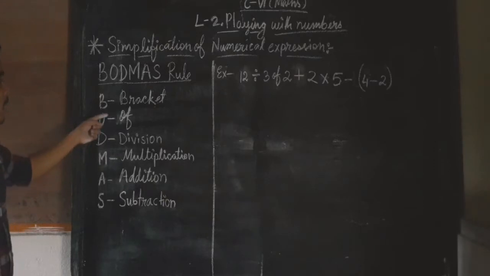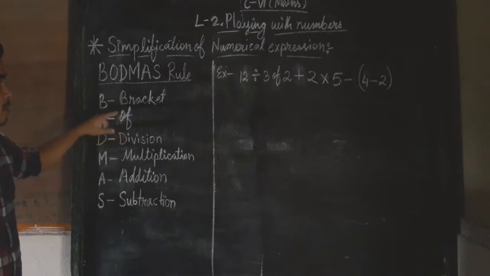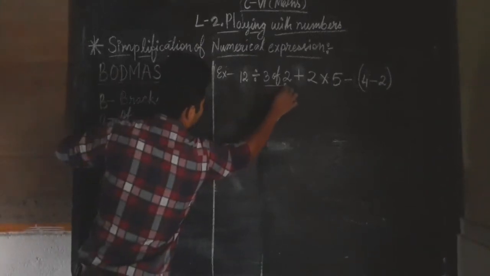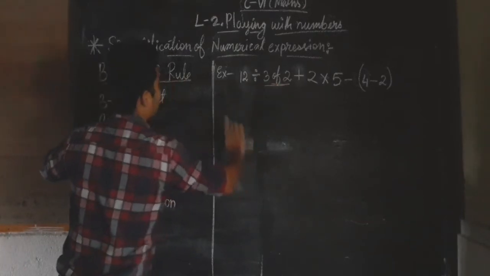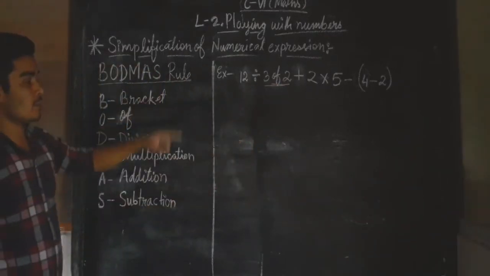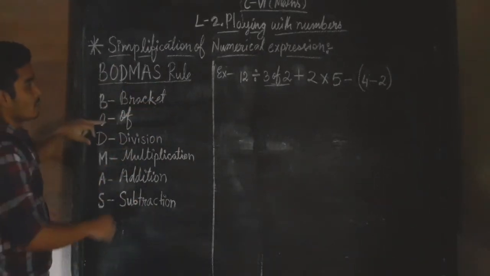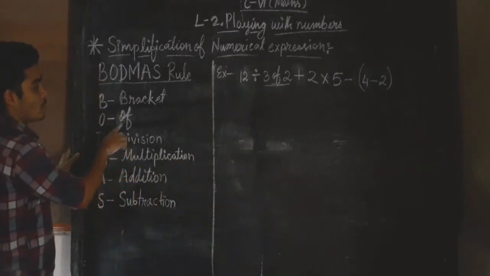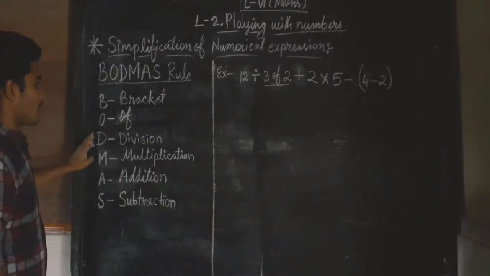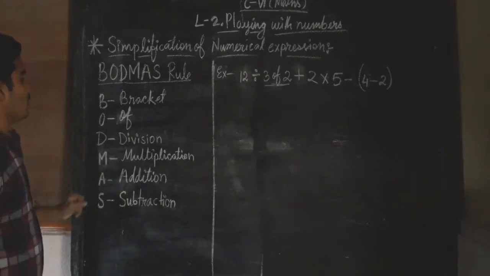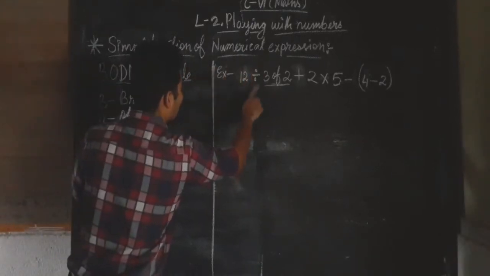O is for of, which means multiplication. If you find any "of" in your numerical expression, you can look at this example I have written already. You see 3 of 2. This means 3 into 2. I will show you that calculation by solving this numerical expression. So you have understood what this means: of is multiplication. After opening the bracket, we should go for the of calculation. After that, we have to do the division calculations. After doing of, we will calculate the division part.